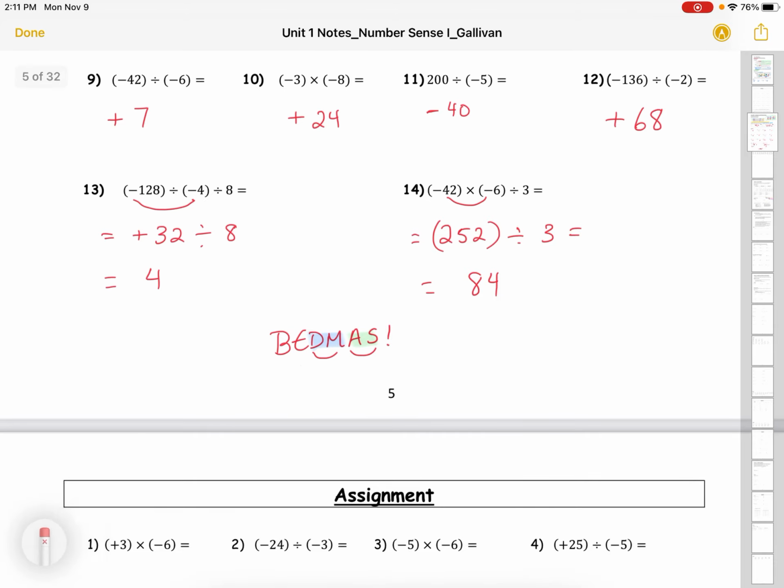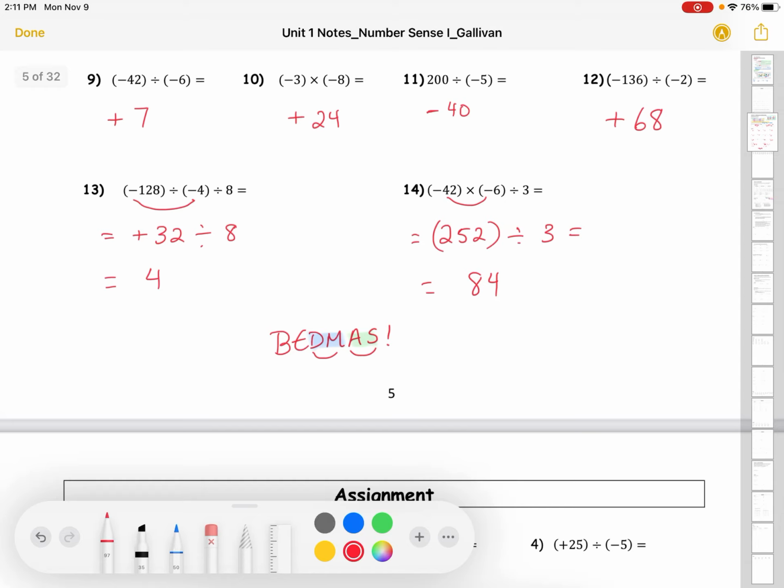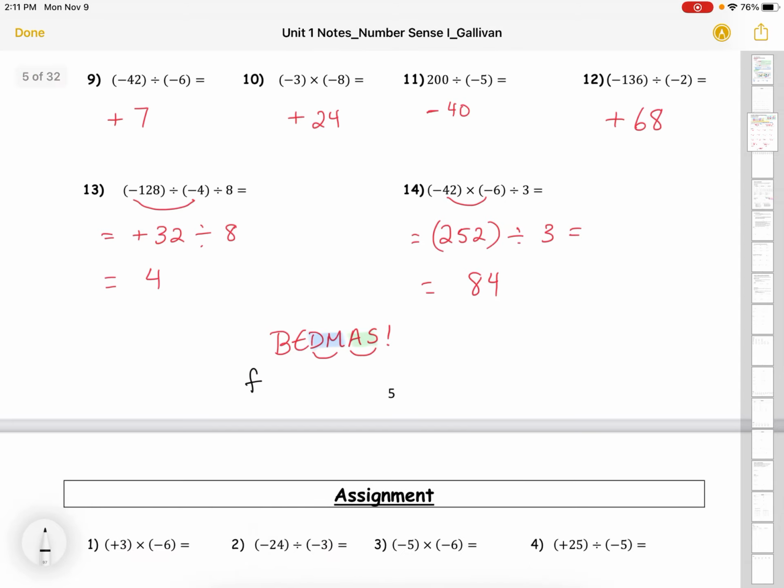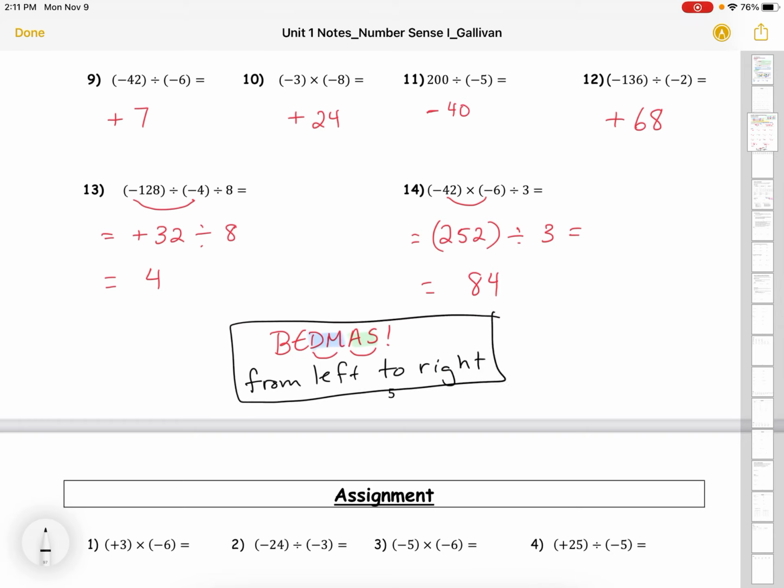So it's from left to right for the dividing and multiplying and adding and subtracting. With BEDMAS, we might go over those rules. Okay, now you have some practice to do yourself. We're going to come back and go over that together.